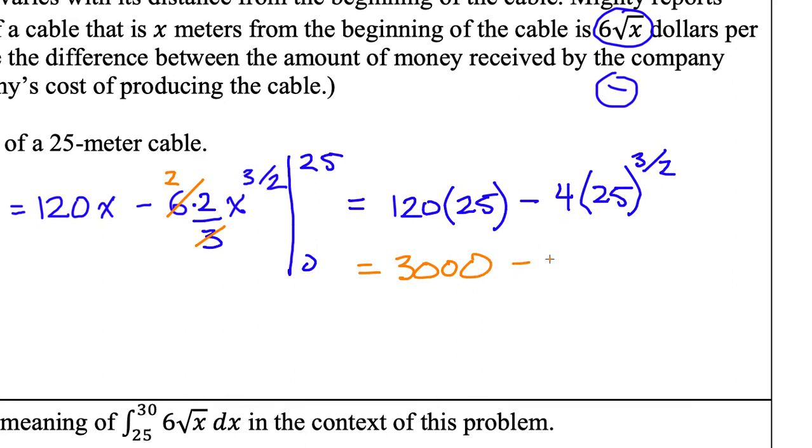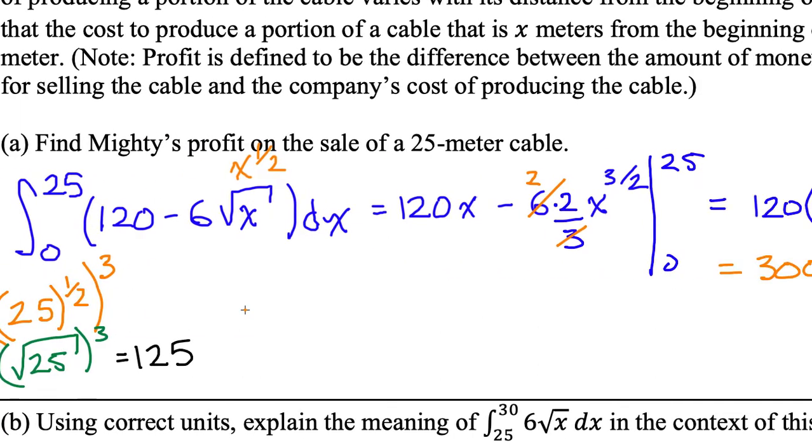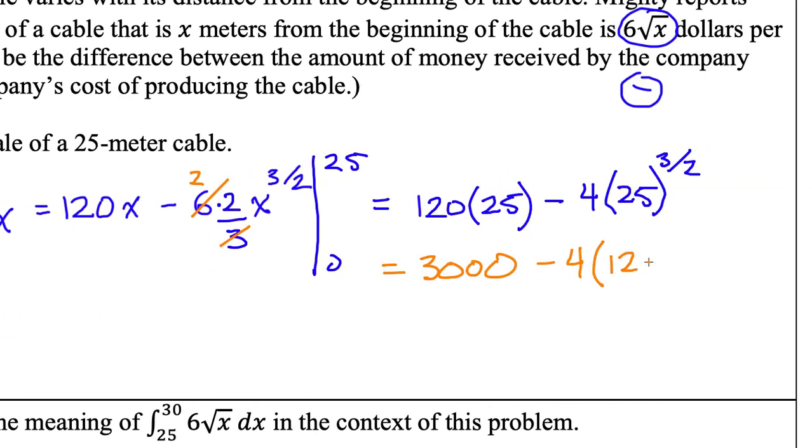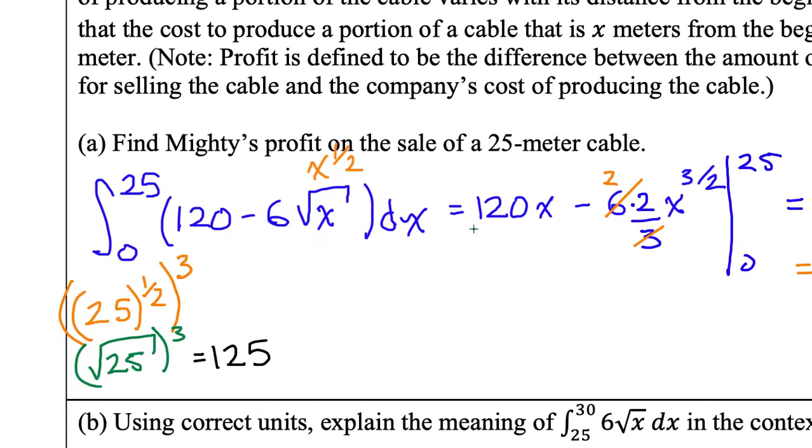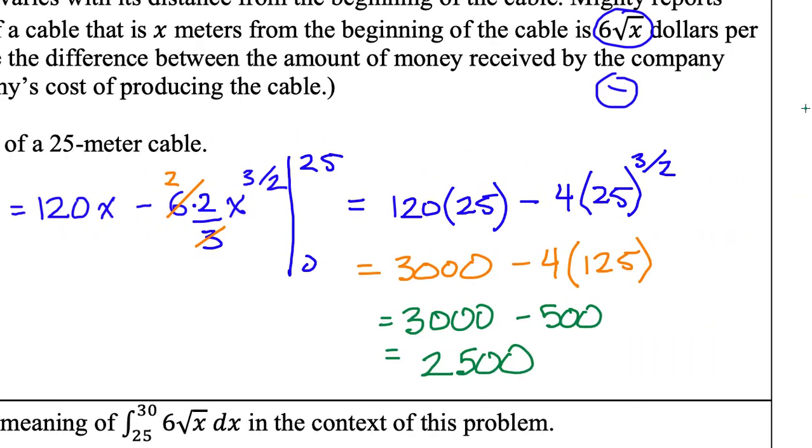And then minus 4 times 25 to the 3/2, which we just discussed is 125. And 125 times 4 is 500, so minus 500. And finally I get 2,500. And don't forget our units. It doesn't say to, but I'm going to put them just so we don't forget if we eventually needed to. We get dollars. That's our profit.